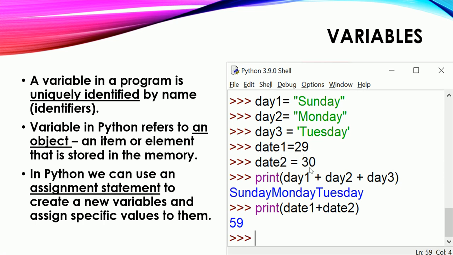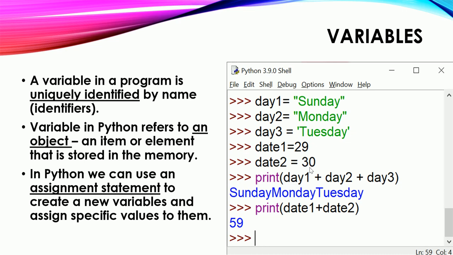Now we are doing some operations using these variables, like print within brackets day1 plus day2 plus day3. As all these day1, day2 and day3 are of string type, because the value is a string, not a number, the plus operator is used as concatenation, just joining the strings. So day1 plus day2 plus day3, the result will be Sunday, Monday, Tuesday.